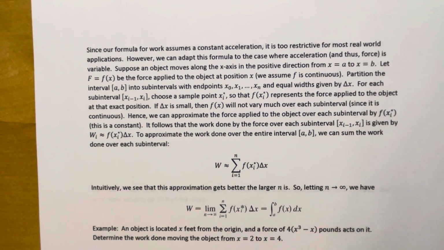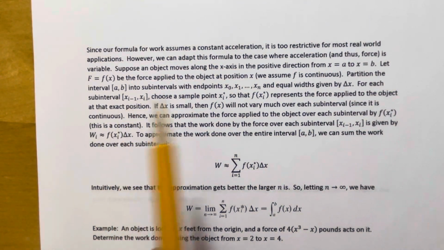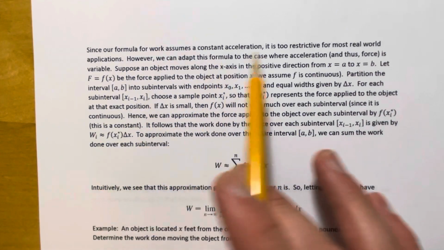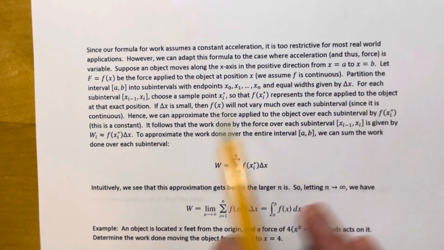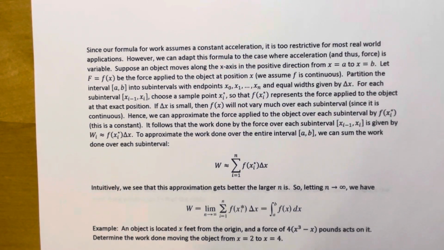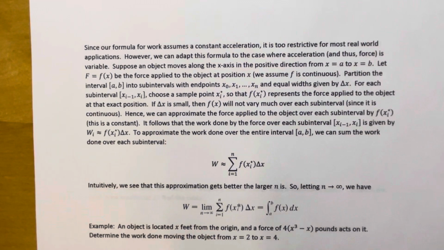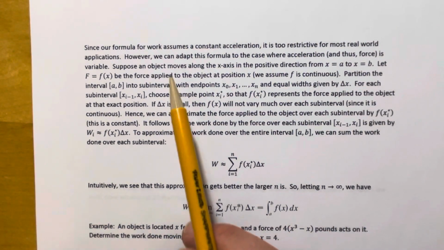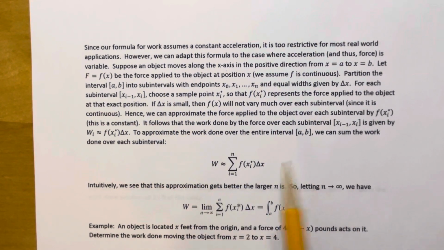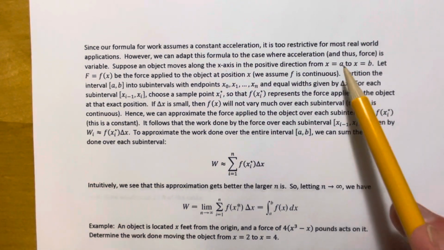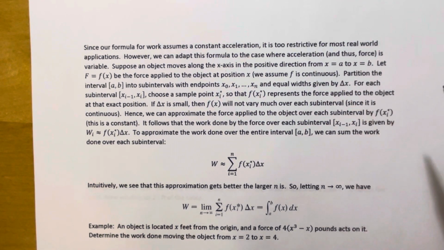Okay. Now, because our formula for work, I'm just reading this part up here, assumes a constant force, it's too restrictive for most real-world applications. So that's what we were just talking about. So let's assume that it's not. Let's assume that the force is varying at different positions as we move this object. Specifically, let's suppose that we have some object and we're moving it along the x-axis in the positive direction from x equals a to x equals b.